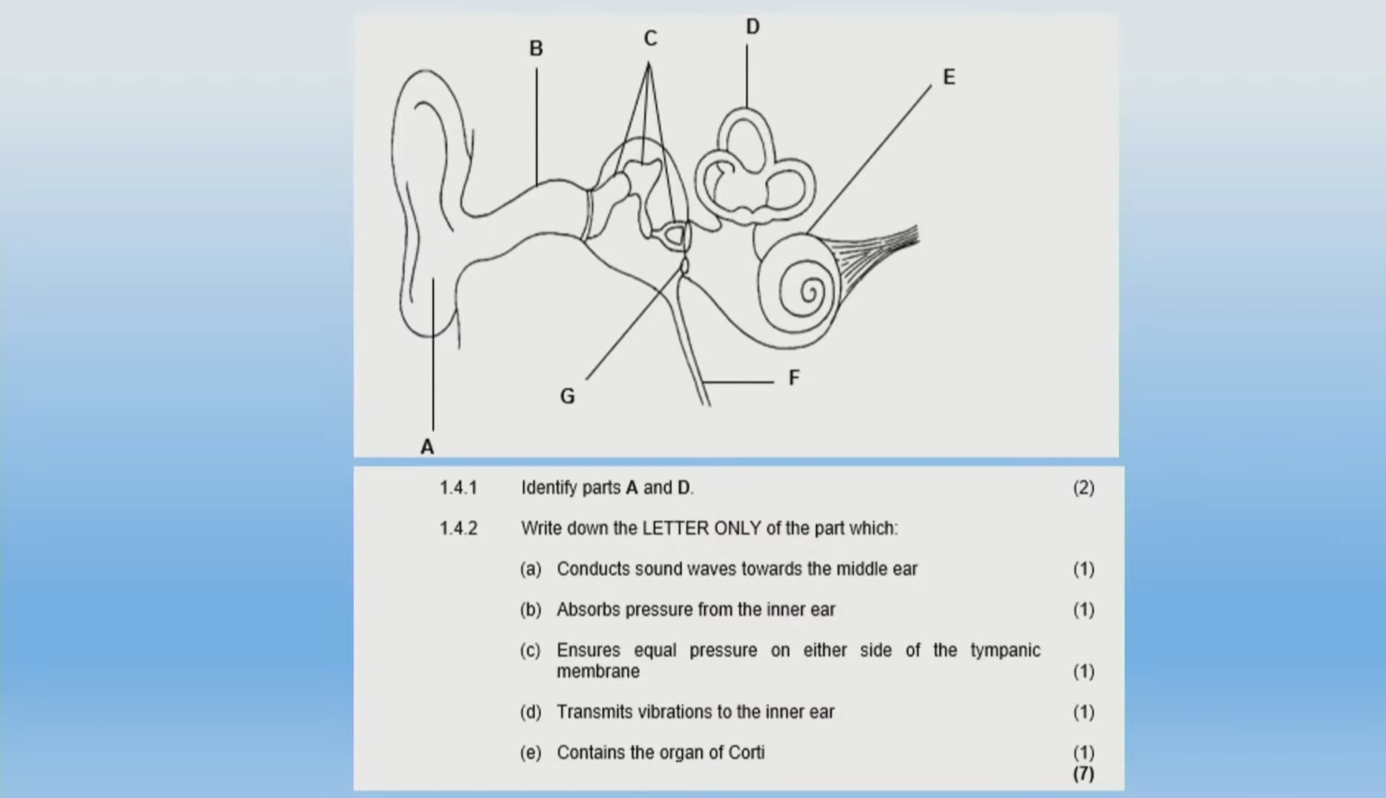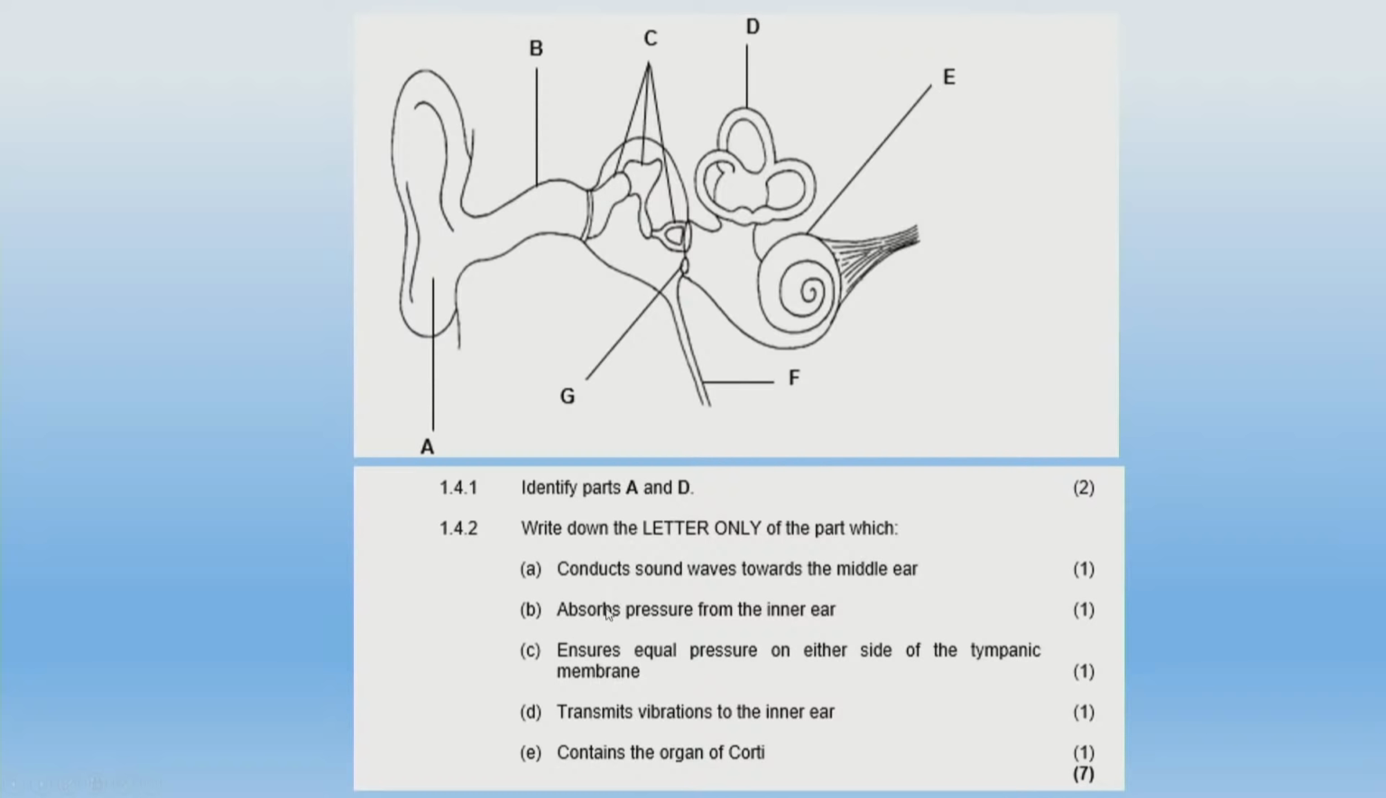So we have question 1.4.1. Identify parts number A and D. Here is part number A, it is the pinna. And then part number D, here is part number D, semicircular canal. 1.4.2, write down the letter only of the part which, number A, conducts sound waves towards the middle ear. So that will be part number B. Part number B conducts the sound waves towards the middle ear.